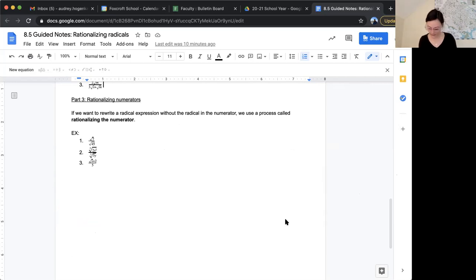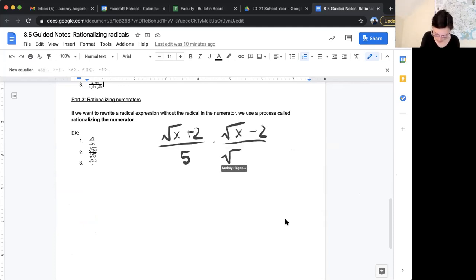And then finally, let's do the square root of x plus 2 over 5. We multiply the numerator and denominator by the conjugate of our numerator. So if our numerator is square root of x plus 2, the conjugate is going to be square root of x minus 2. So again, we are going to use that a plus b times a minus b equals a squared minus b squared. So we're going to have this equal the square root of x squared minus 2 squared.